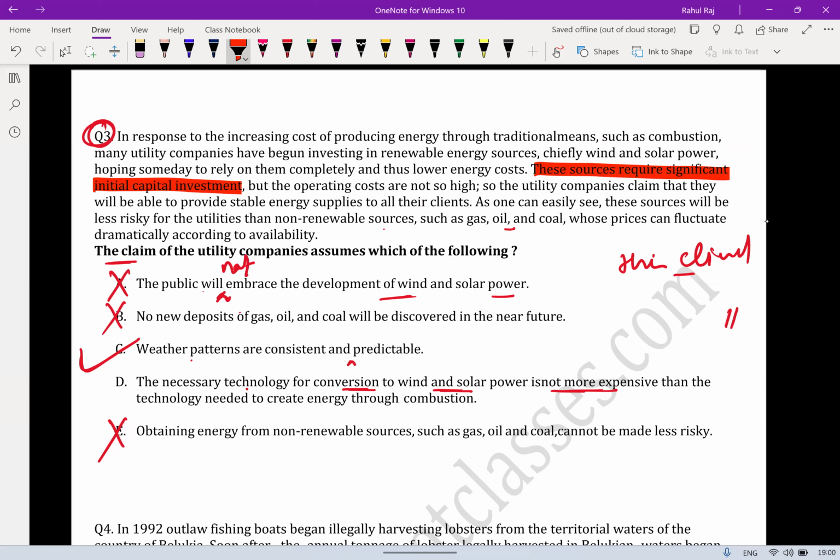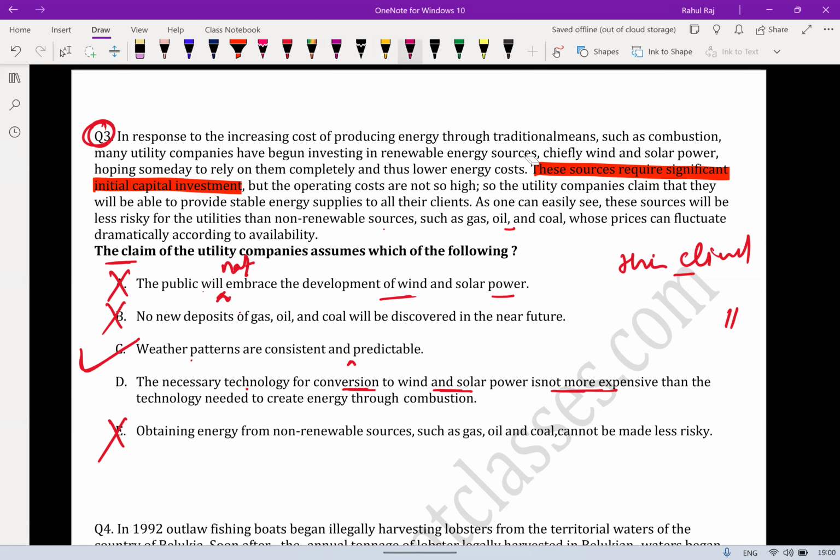What does this say? Abhishek, it's a negation. It says what here, Rishika? These sources require initial capital investment. Meaning there is more investment, right? And when you say that operating cost is not high, that is absolutely fine.